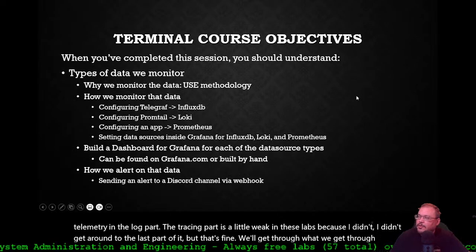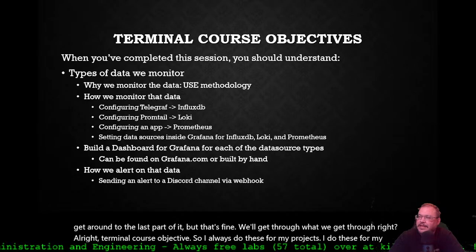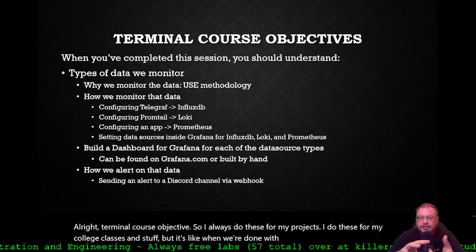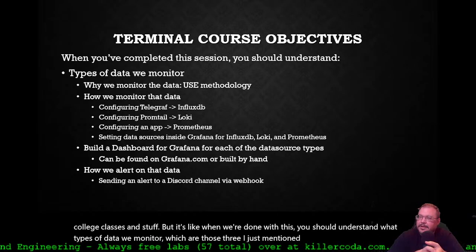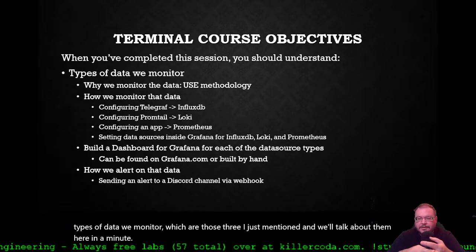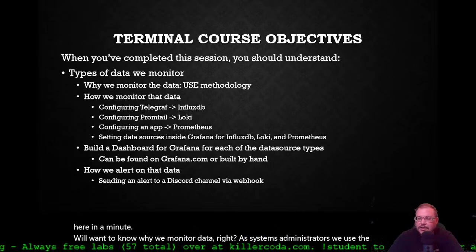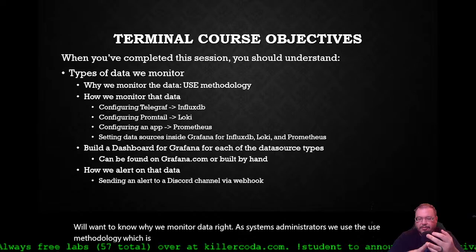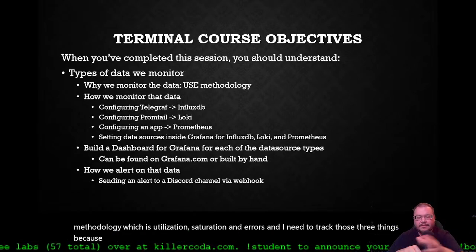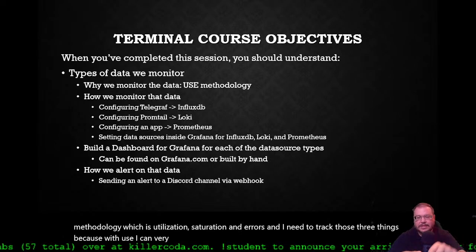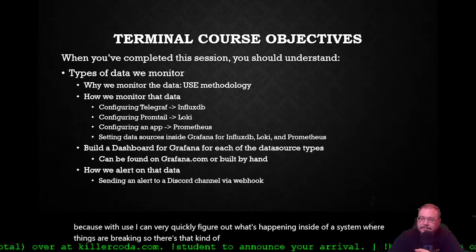All right, course objectives. I always do these for my projects and for my college classes. When we're done with this, you should understand what types of data we monitor, which are those three I just mentioned, and we'll talk about them in a minute. We'll want to know why we monitor data. As systems administrators, we use the USE methodology, which is utilization, saturation, and errors. I need to track those three things because with USE, I can very quickly figure out what's happening inside of a system and where things are breaking.